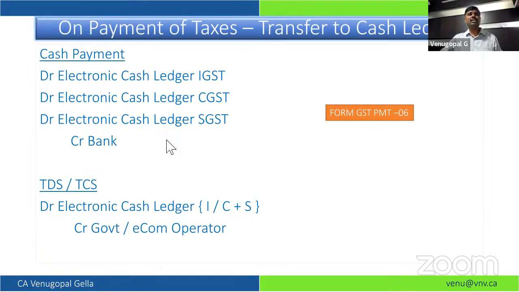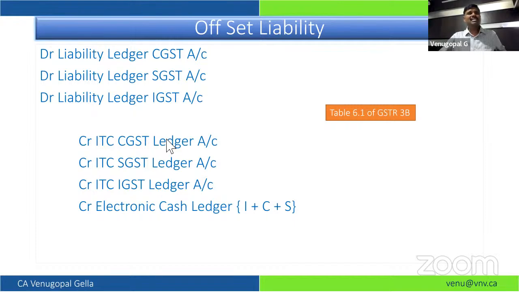When you file your 3B, debit your liability ledgers and debit your electronic credit ledgers. This way you will know if there is any liability not paid, or whether the balance in the credit ledger matches with the portal. These are the accounting entries which are more for control. Everyone should post entries of this kind.